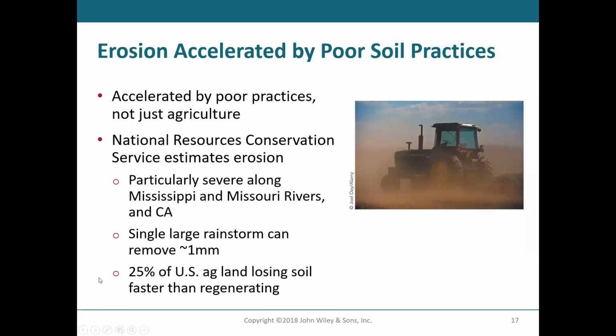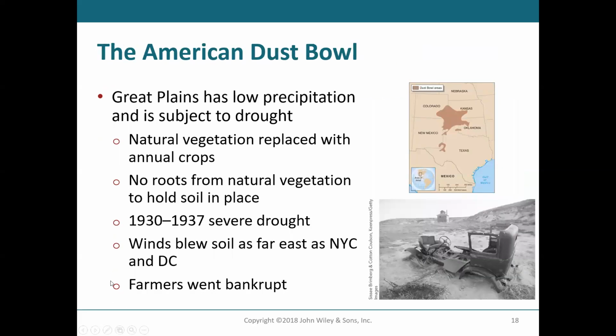Erosion accelerated by poor soil practices. I already talked a little bit about this, but this is just an overview. The American Dust Bowl, which I also mentioned, occurred in, sorry, not the 1920s, but it occurred in the 1930s. The Great Plains has low precipitation and is subject to drought. Natural vegetation replaced with annual crops. No roots from natural vegetation to hold the soil in place. And then there was a severe drought.